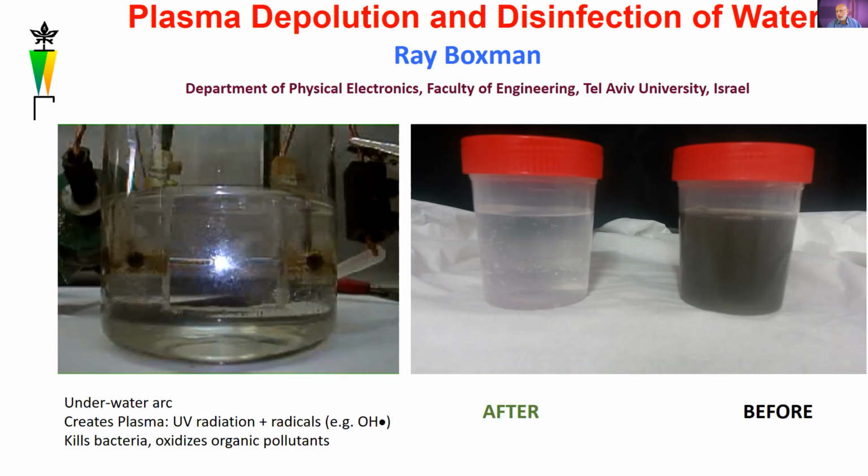Likewise, this will kill bacteria. And the way it works is that during this discharge, you're producing UV radiation, which basically can knock out the DNA from bacteria, and radicals, in particular OH, neutral OH, which is a very, very strong oxidant, which will basically destroy the membranes of bacteria and will oxidize organic pollutants.